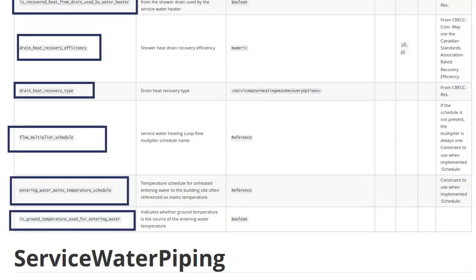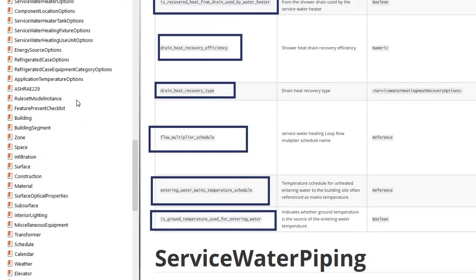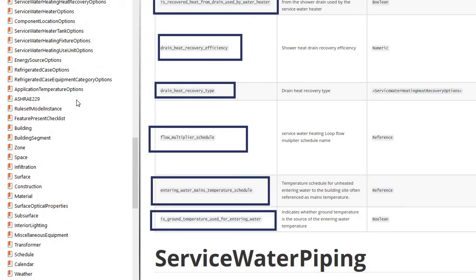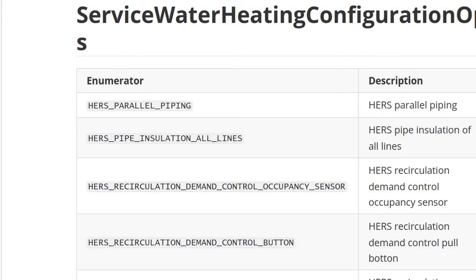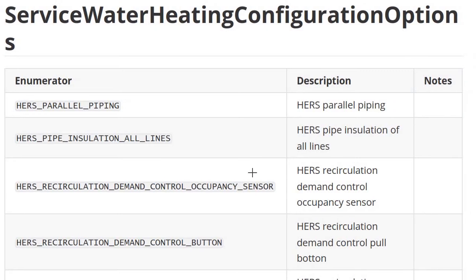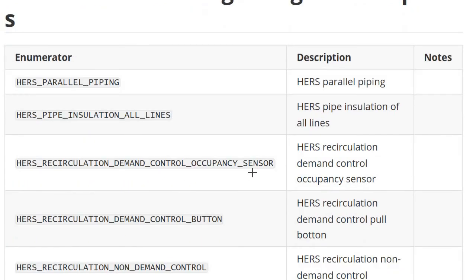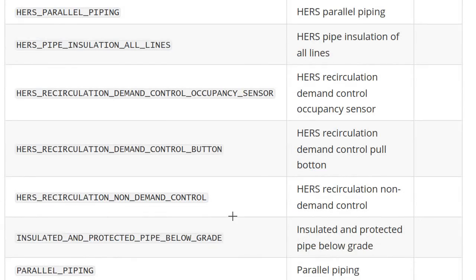And then there are a few enumerations that are general enumerations. So, service water heating configuration options, and these reference a lot of things having to do with HERS. So there's parallel piping that's HERS, HERS pipe insulation all lines, HERS recirculation demand controlled occupancy sensor, and these are all things coming out of the HERS standard.